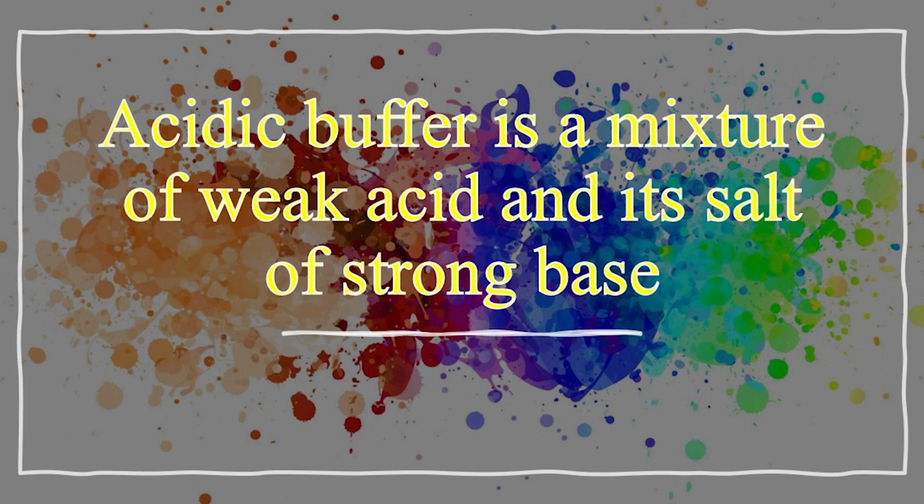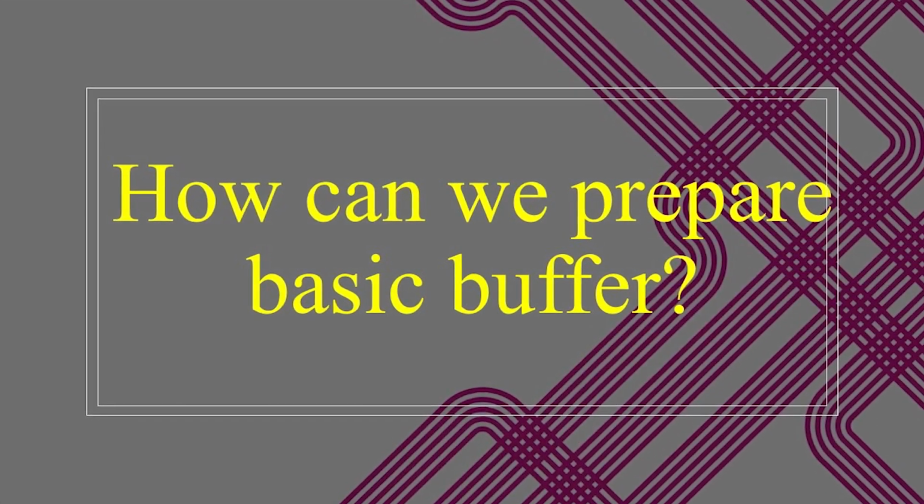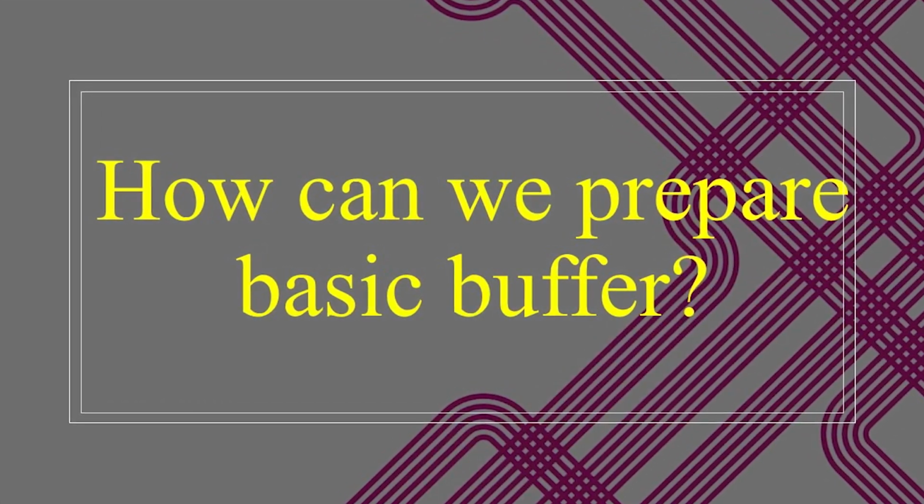Similarly, can you identify how we can prepare a basic buffer by considering the second example, that is, ammonium chloride and ammonium hydroxide? Here also you can find that there is a weak base and a salt. Here the weak base is ammonium hydroxide and the salt is ammonium chloride. What is the importance of ammonium chloride?